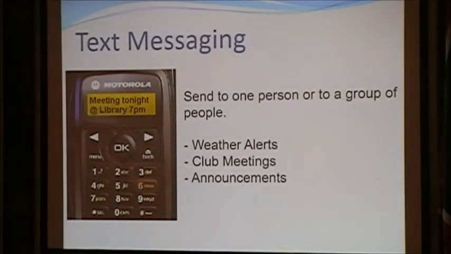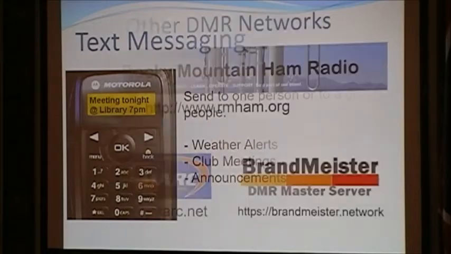One of the advantages with DMR is you can send text messages. Works great if you want to do weather alerts, club meetings, or announcements. I could send a text message to Mark and say, "Happy birthday, dude." And by the way, it's digital, and other people on the network don't get it. It's directed to Mark only. Or you can send it to a group. Tornado warning, Cheyenne, whatever. So that's one of the advantages as well.